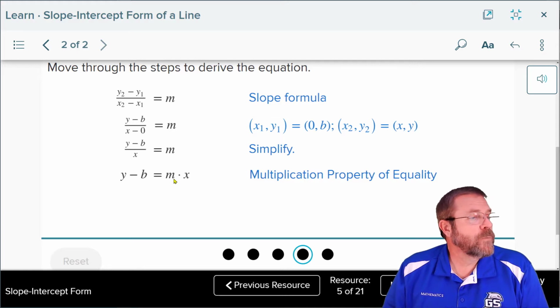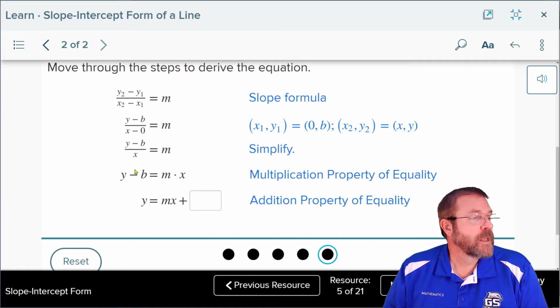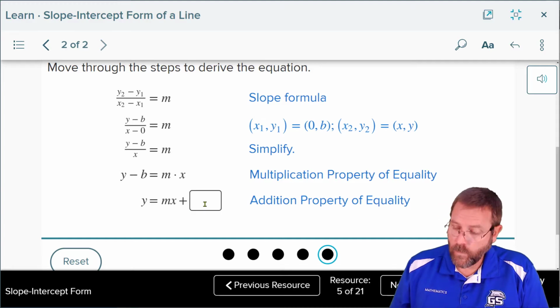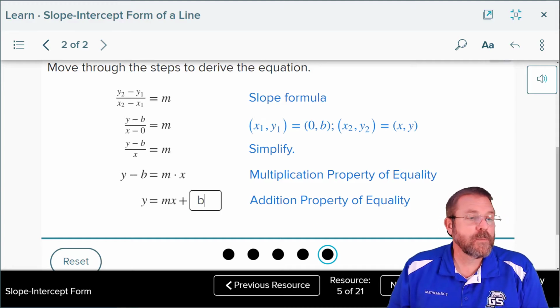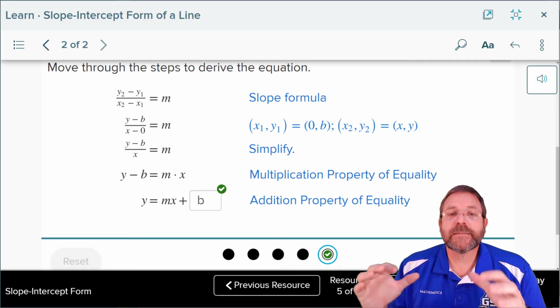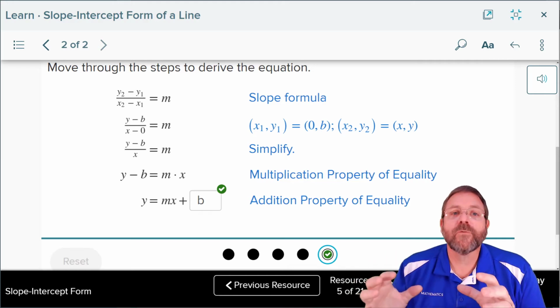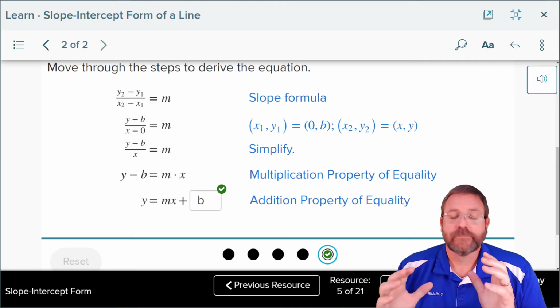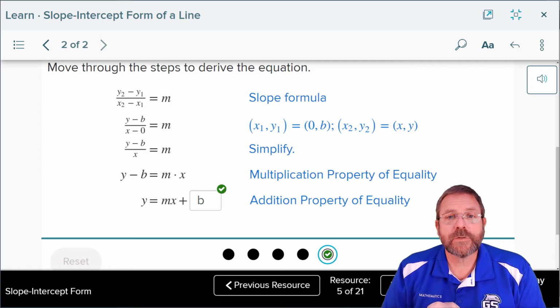Last thing we're going to do to derive this formula is take that minus b and add b to both sides. When you do that, the b's on the left zero out and you get that formula, y is equal to mx plus b. So that is an example of how you derive the formula for solving these. Once again, don't be overly stressed if you get a little confused on that. I'm not nearly as interested in you being able to derive the formulas as I am in you being able to use them.